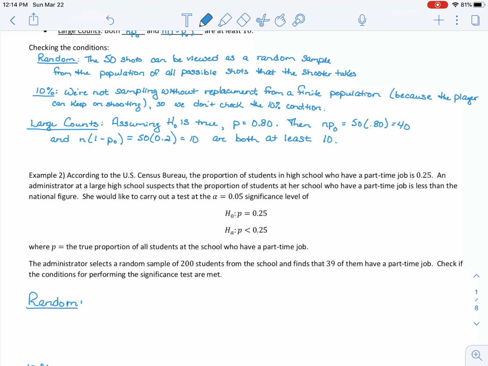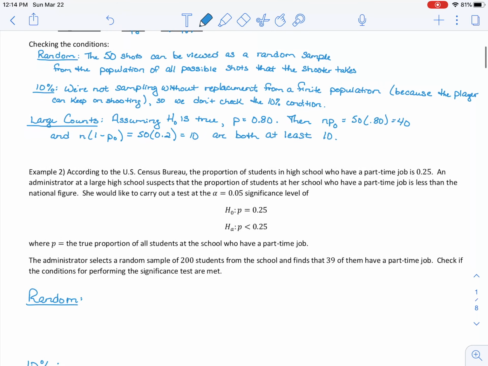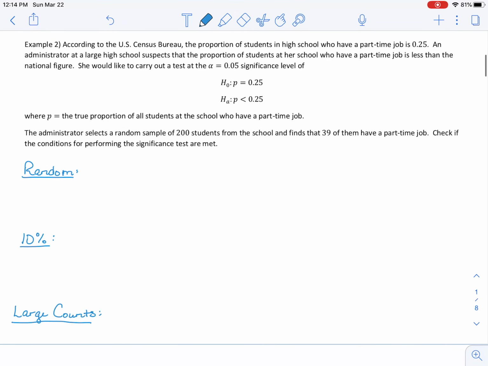So now some practice going through those conditions for different problems. According to the U.S. Census Bureau, the proportion of students in high school who have a part-time job is 25%. So that is the statement that they're just starting out with. We think that is the true statement.